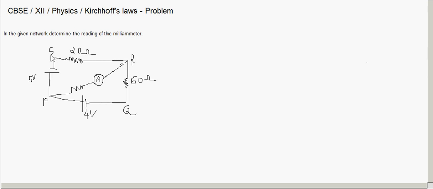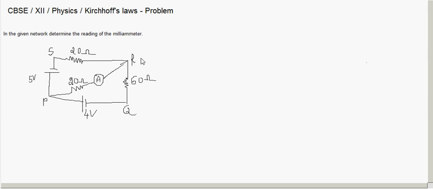Determine the reading of ammeter means you need to find out what is the current flowing through the branch PR. That is what the ammeter will read, and the value of this is also 20 ohm. So we need to find out what is the current flowing through this 20 ohm resistor that is connected between P and R.